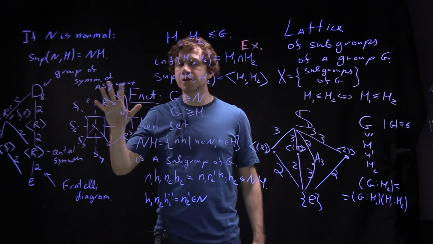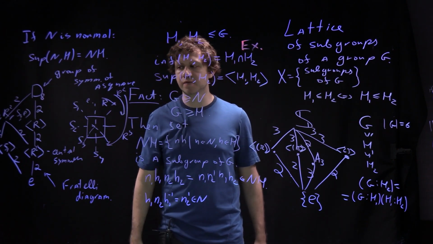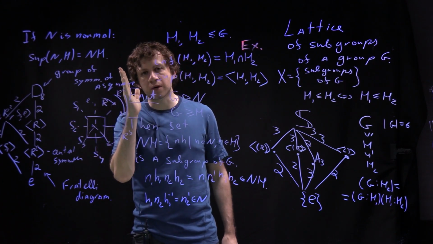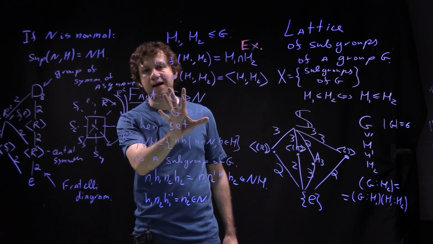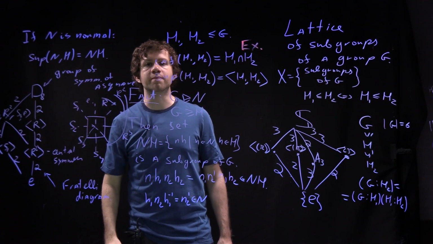So that's what I wanted to say about the lattice of subgroups of a group, and we will see more examples of that. In the next lecture, I want to discuss how the lattice of subgroups of a factor group is related to the lattice of subgroups of a group. That's called the comparison theorem.